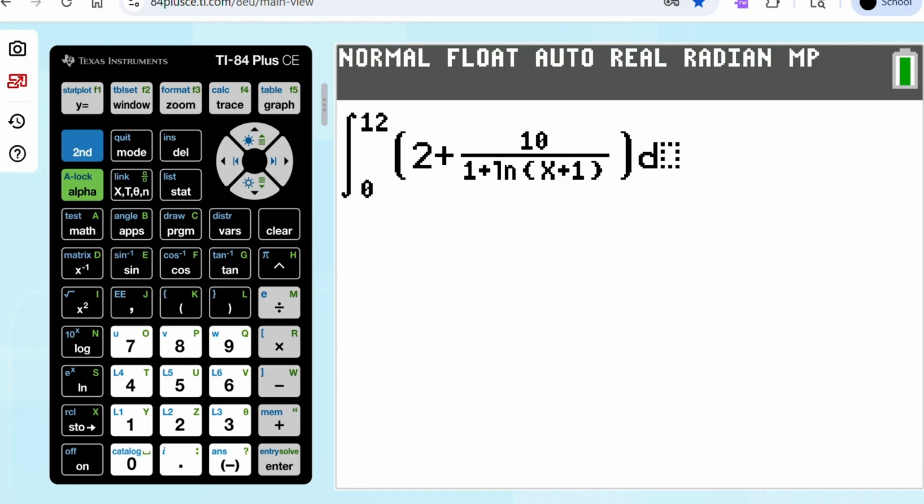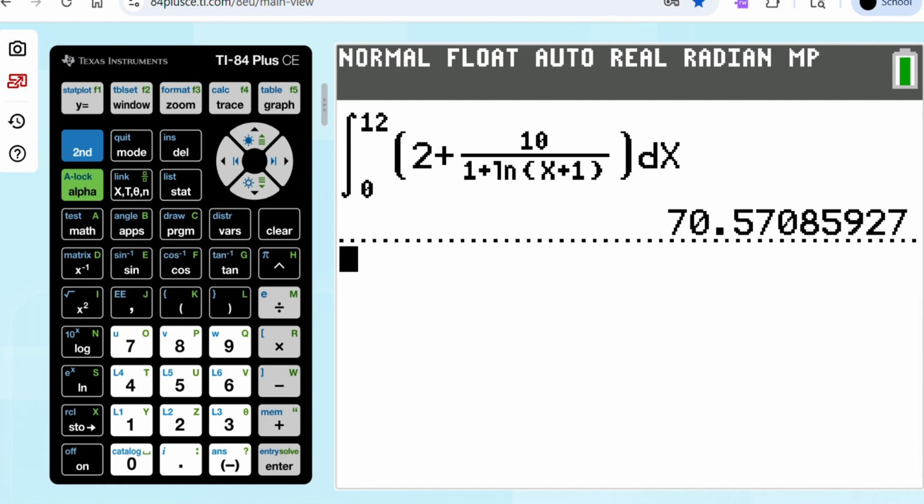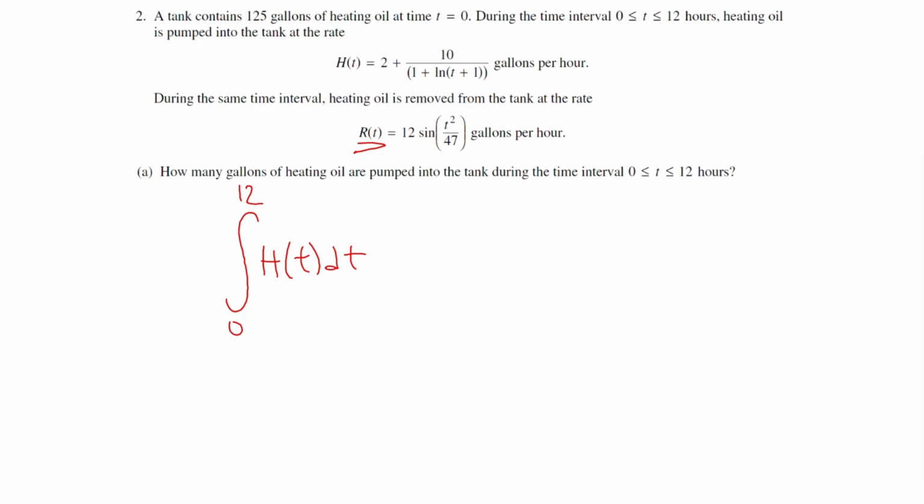And then we'll throw in our dx here, and we'll let our calculator evaluate that to be 70.571. So it's approximately 70.571 gallons. And you got 2 points here, 1 for the setup and 1 for the answer.